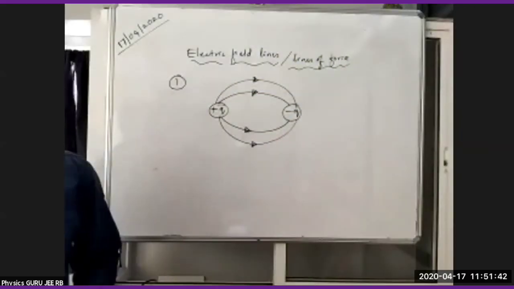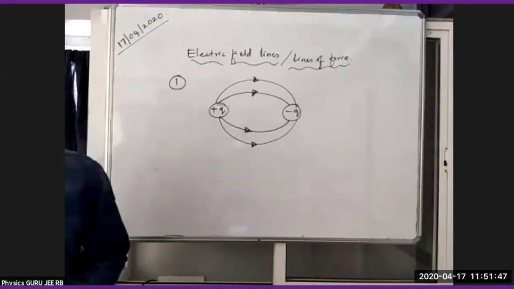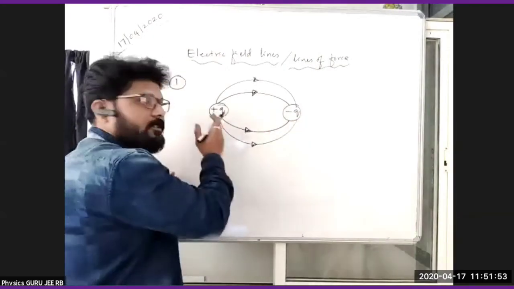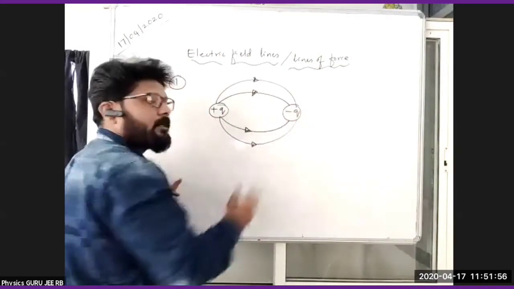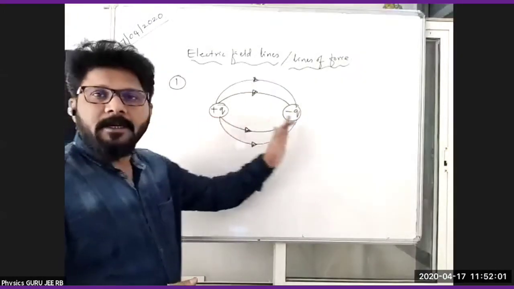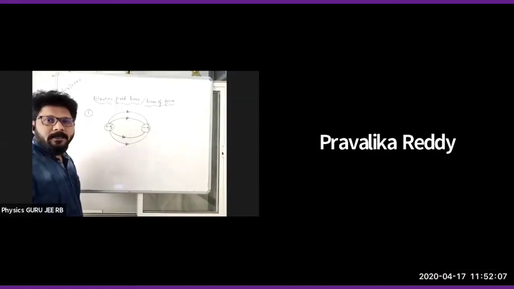They start at a positive charge and end at a negative charge. Otherwise, we can say that they originate at a positive charge and terminate at a negative charge. Starts at positive charge, ends at negative charge. That is property number one.